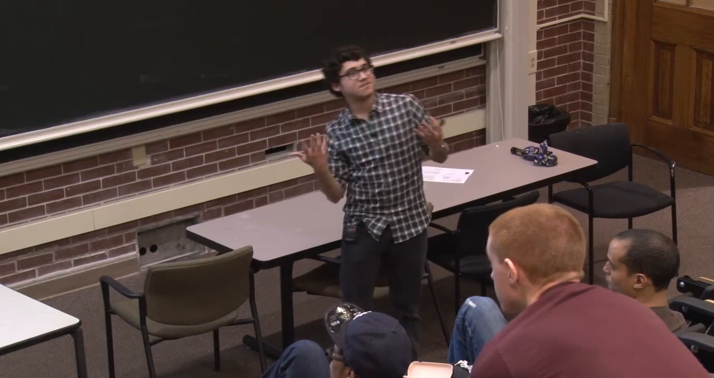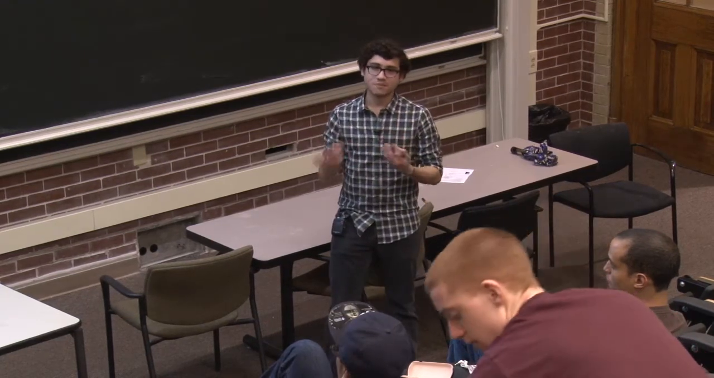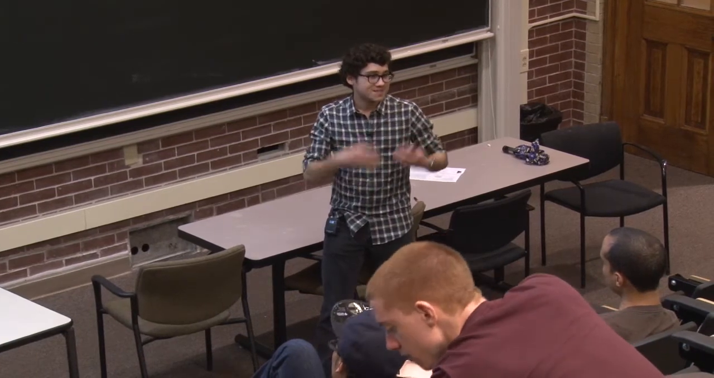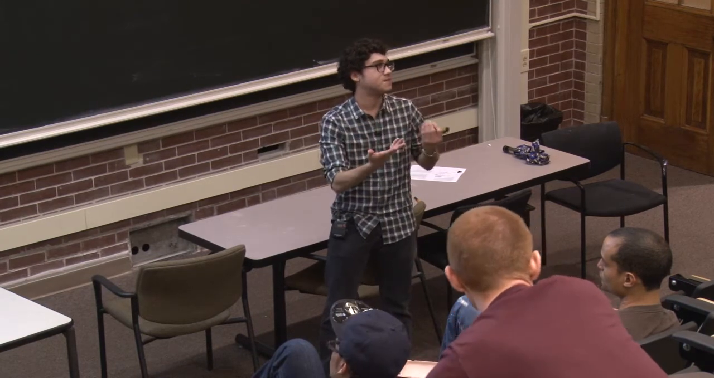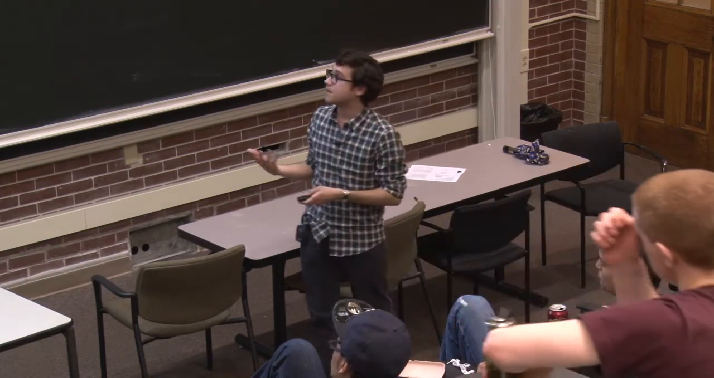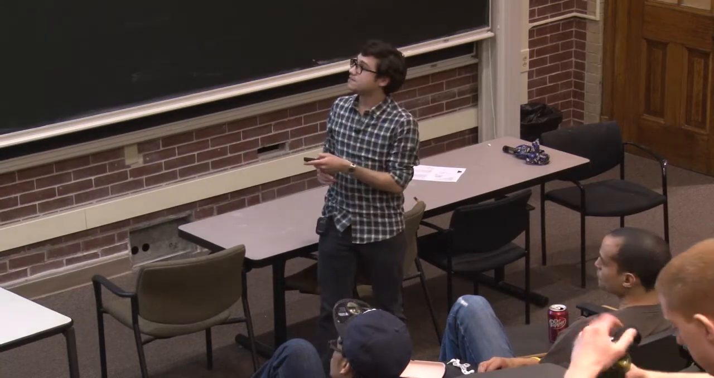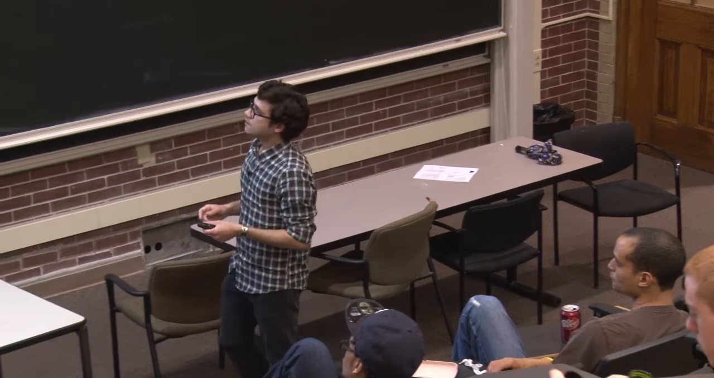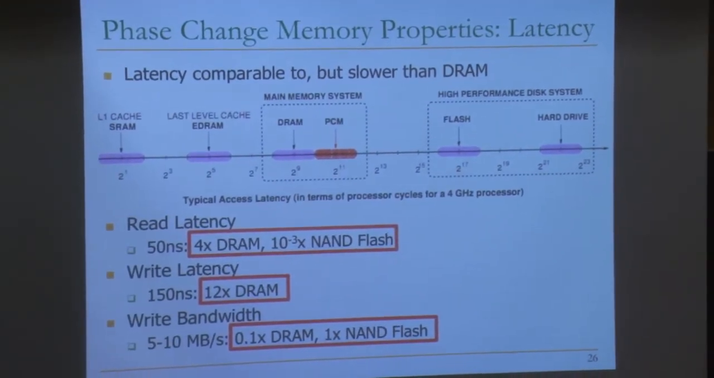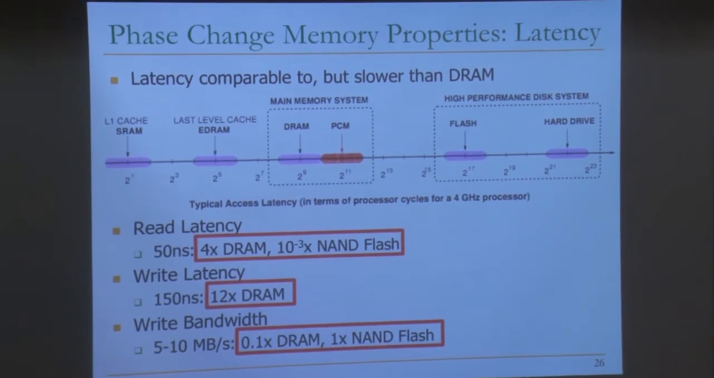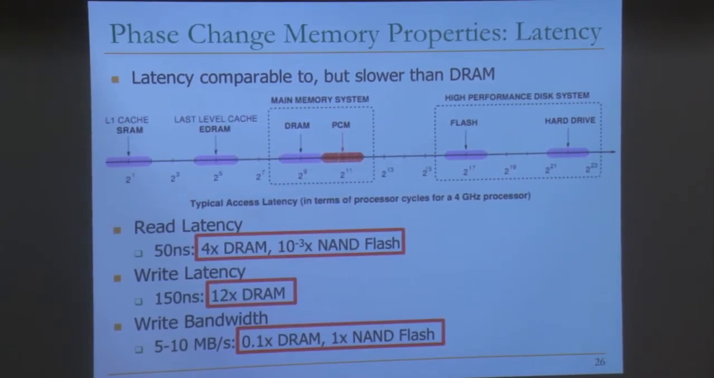The way I think of it in my head is, if you were to replace the hard drive in your system with flash, that's a similar improvement to if you replaced the flash in your system with PCM, or you added PCM as another level in the memory hierarchy. It can be a pretty big difference. So how does this all fit into the picture? Well, in terms of read latency, it can be about 4 times that of DRAM. Not too bad, considering its properties. And it's about 1,000th of the latency of flash. That's pretty good. In terms of write latency, it's about 12 times that of DRAM.